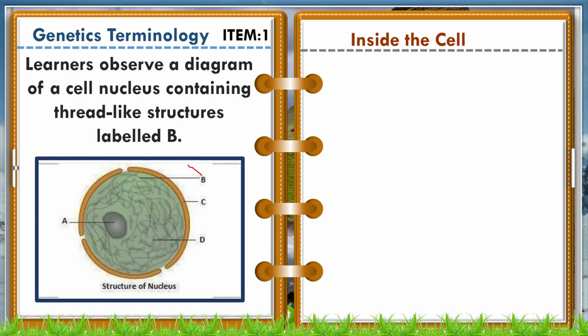Here we have the structure of a nucleus. It has label A. It has thread-like structures labeled B. It has an outer structure labeled C, and it has a space inside labeled D.